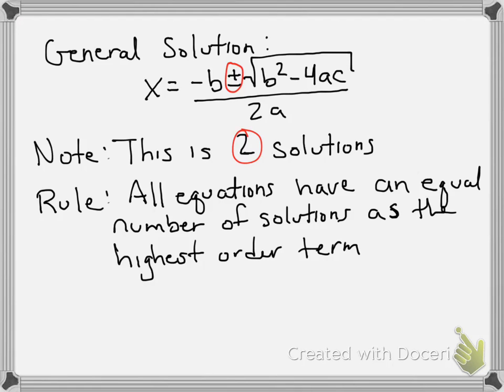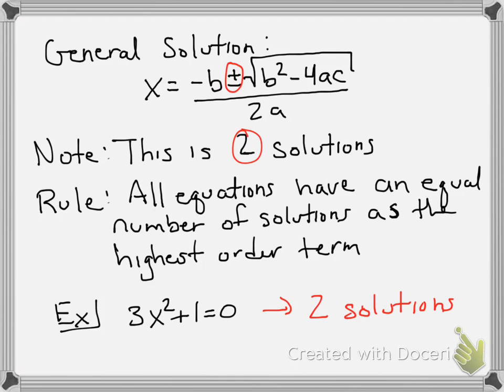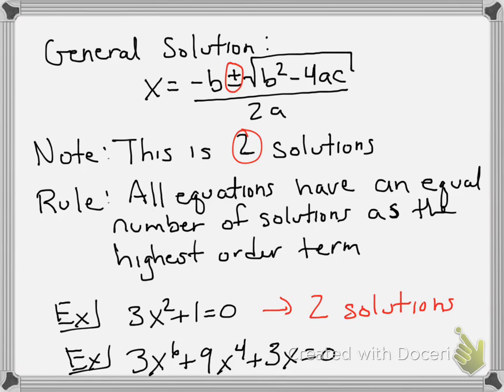As a general rule, all equations have as many roots or solutions as the highest power in that equation. That's not really clear. Let's look at an example. For example, this 3x squared plus 1 equals 0 has two solutions because the highest order is a power of 2. Another example here, this equation has 6 solutions because we've got a highest power of 6.